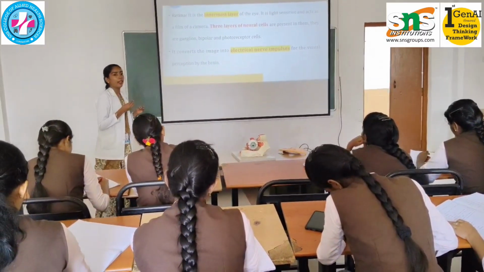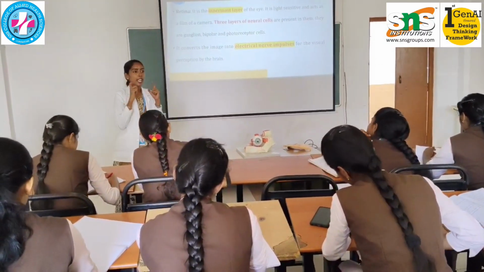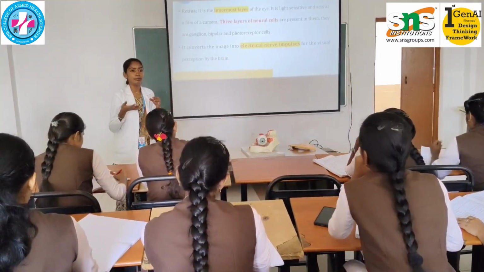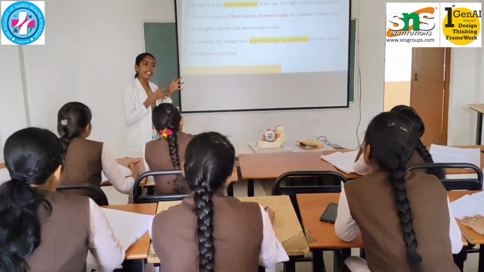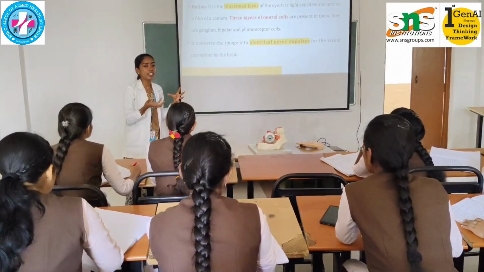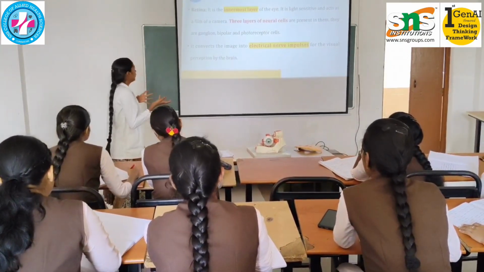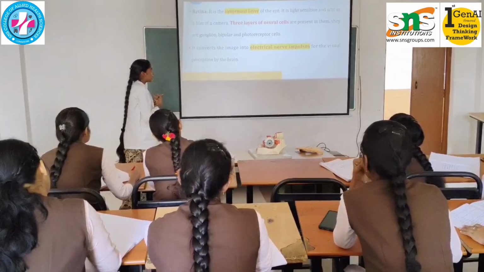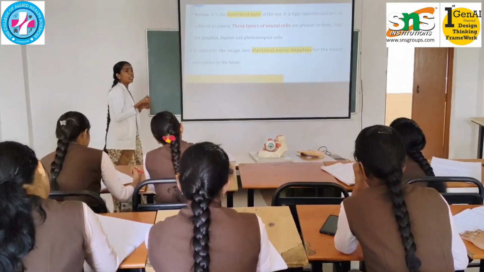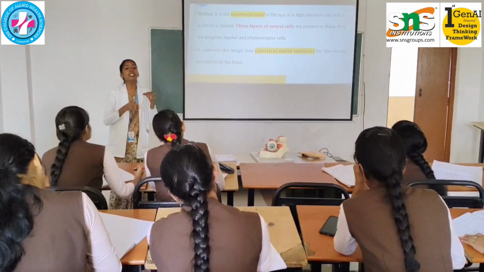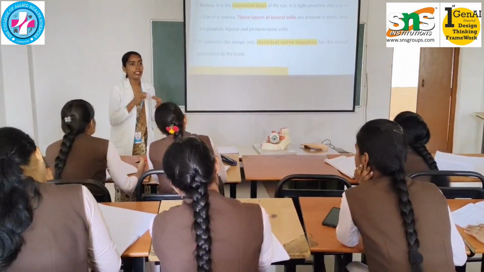Next is vitreous humor. It is also one of the eye fluids. It is a transparent, jelly-like substance present between the lens and the retina. It contains 99% water, collagen and proteins. The main function of the vitreous humor is to protect the eyes and maintain their spherical shape. Both aqueous humor and vitreous humor help the eyes to maintain the spherical shape.